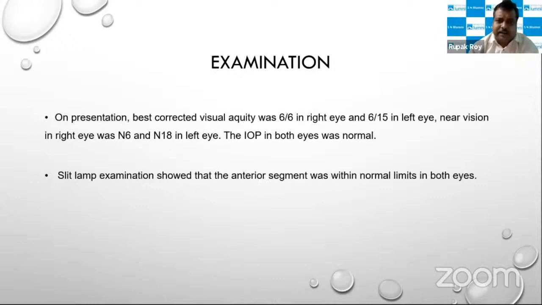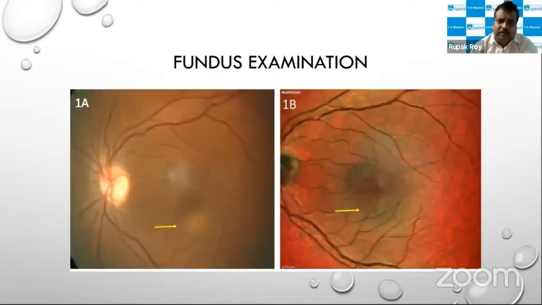On presenting, the best-corrected visual acuity in the right eye was 6/6 and in the left eye was 6/15. The anterior segment was normal in both eyes. The fundus in the right eye was normal. The left eye showed a yellowish area with subretinal fluid in the foveal region. On the multicolor imaging, you can see a greenish hue suggestive of fluid collection.